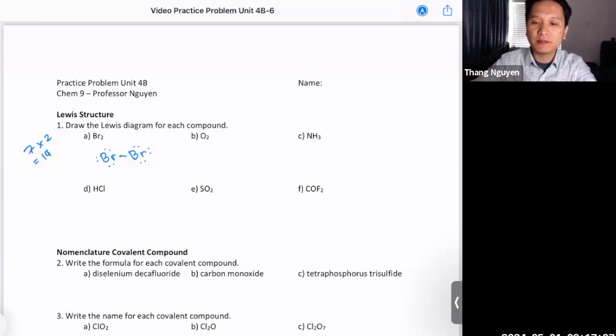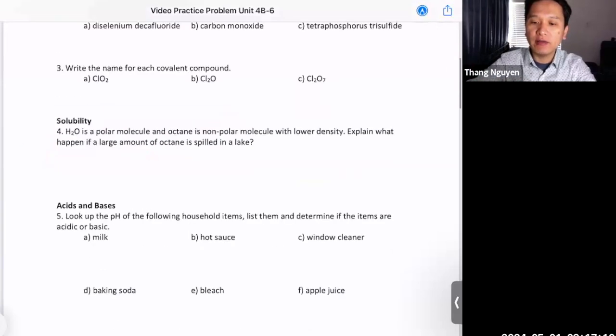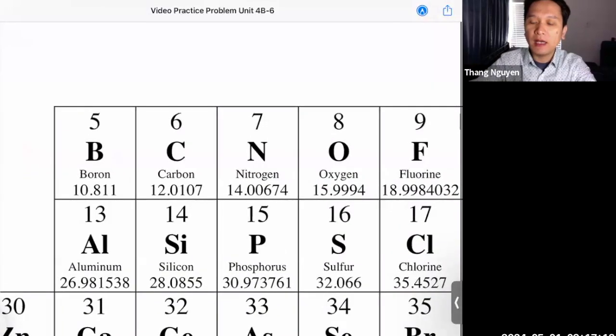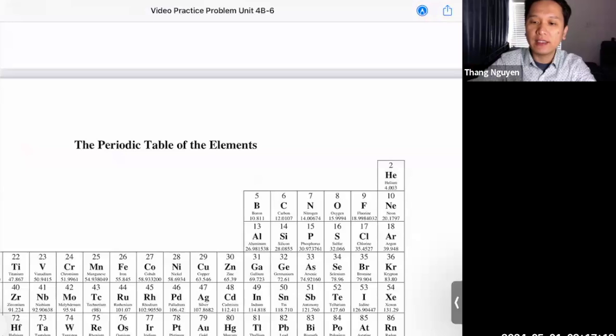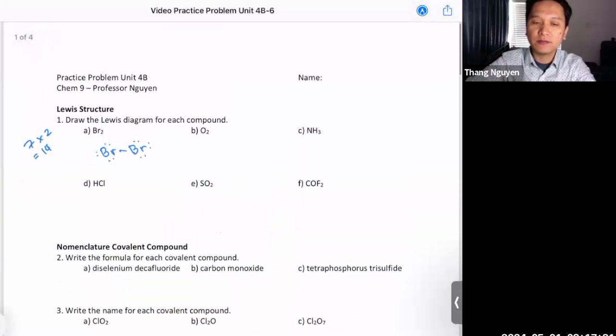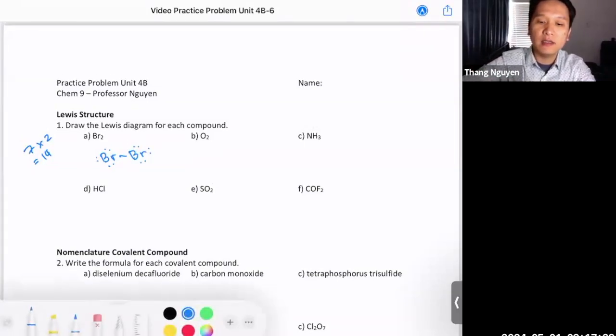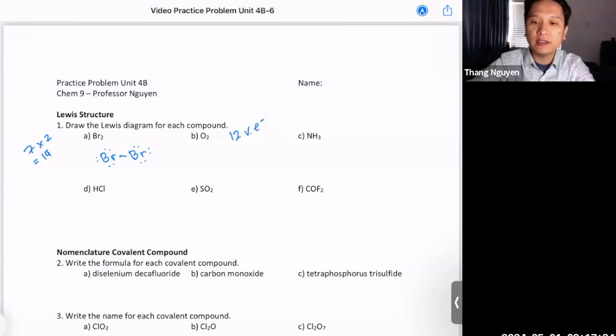Let's go to B now. B is O2. So again, we go to our periodic table. Oxygen is in group 6A. Therefore, it has 6 valence electrons. 6 valence electrons means it has 12 total because there's 2 oxygens. So let's keep in mind that it has 12 valence electrons. So we combine them with a simple line. And then we fill the rest to 8 electrons total, meaning 6 added to each, just like the case in bromine. Now we count.